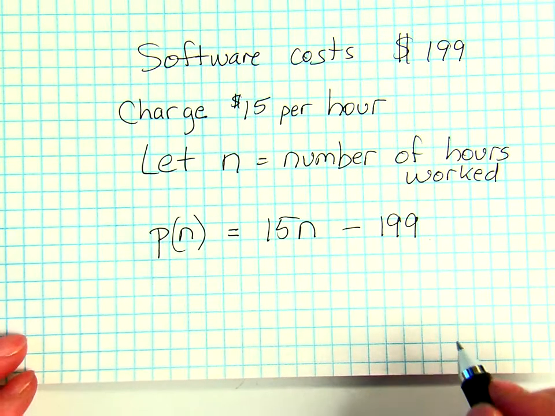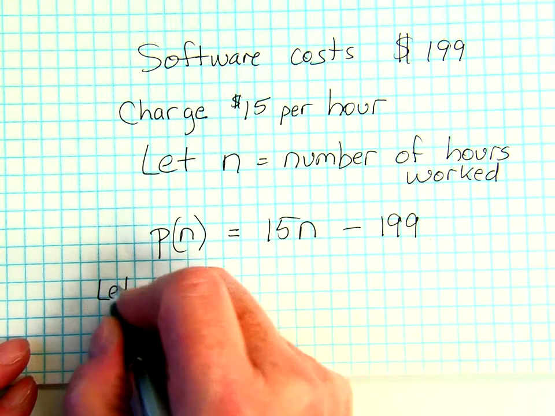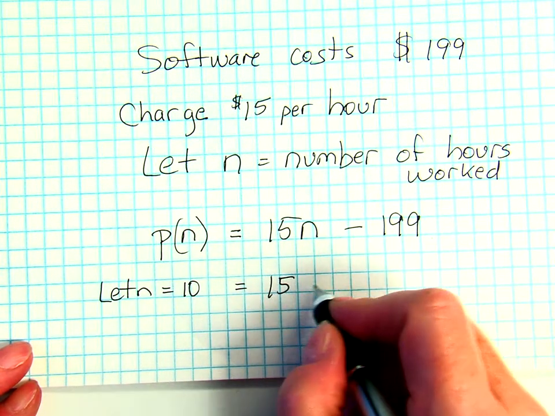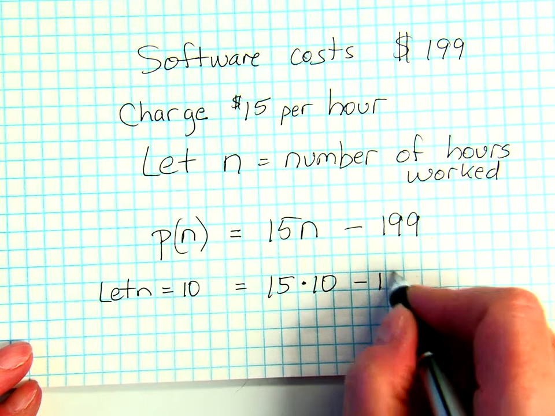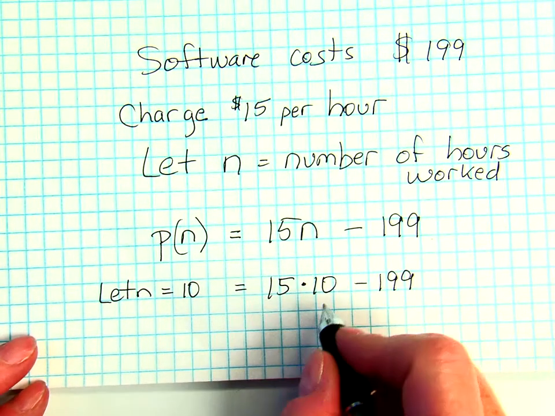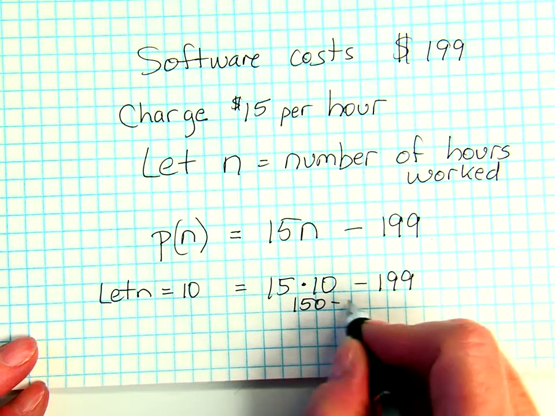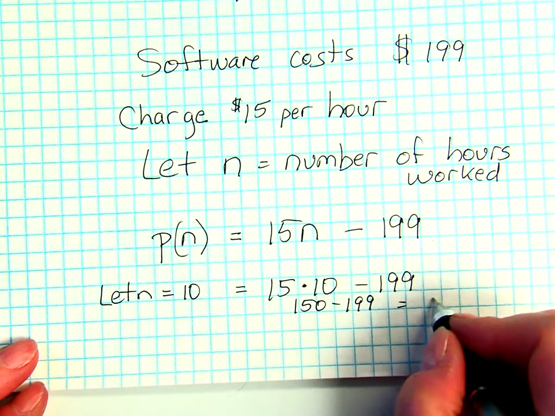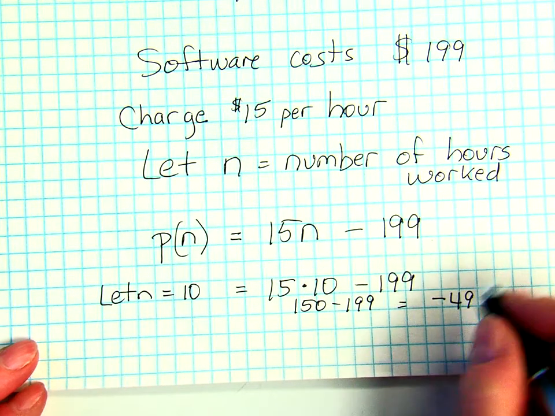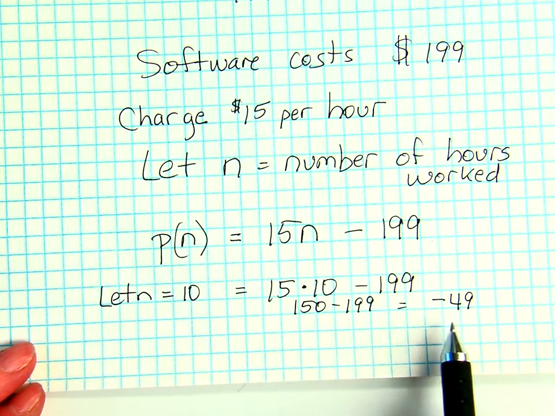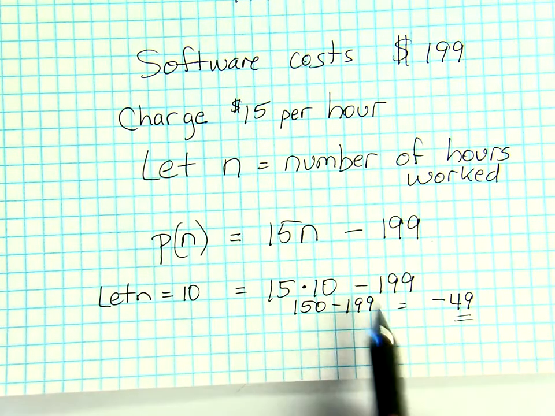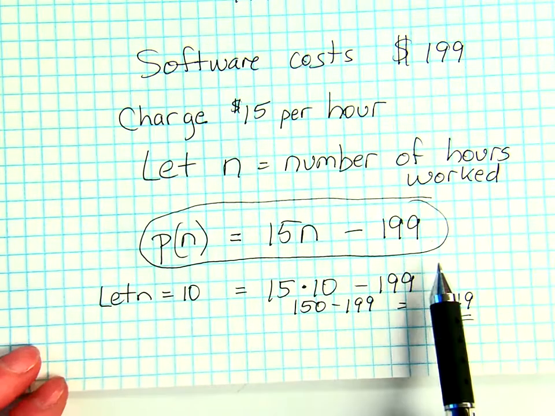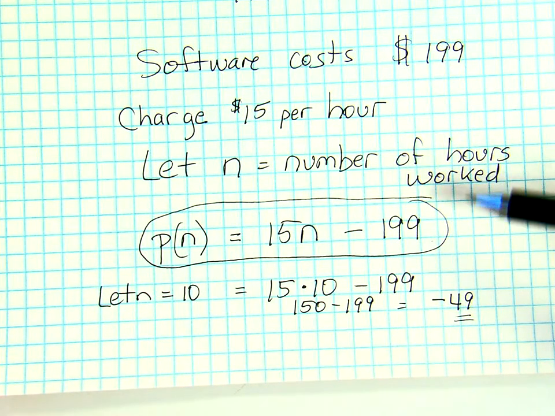Let's just throw 10 hours at it just because it's easy. So if we let n equal 10, this is 15 times 10 minus 199. Notice I'm picking easy numbers. So this is 150 minus 199. And my answer here is negative 49. So I am still at negative $49, okay? So we've still got to work more hours, but this is the function that we are looking for, okay?